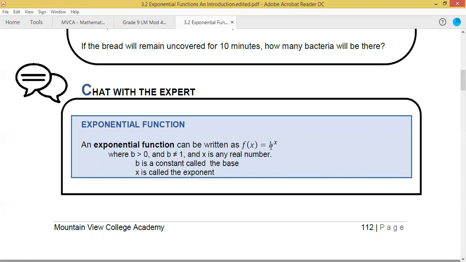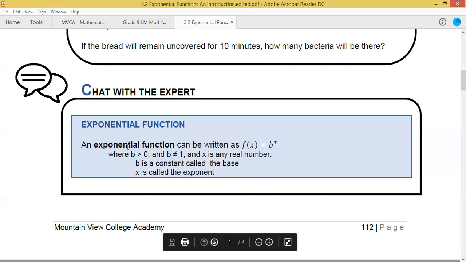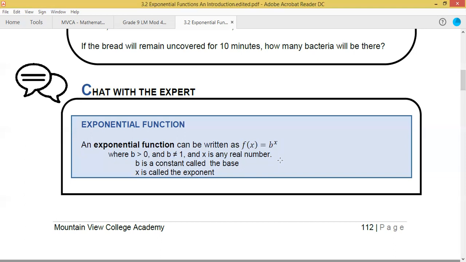Remember, b, or the base, should be greater than 0 and never be equal to 1. Because if our base is just equal to 1, then no matter what the exponent is, the answer will always be 1. Or when b is equal to 0, no matter what your exponent is, the answer is still equal to 0. In this form, b is called the base, while x is called as the exponent. Remember that in the exponential function, the variable is found in the exponent.